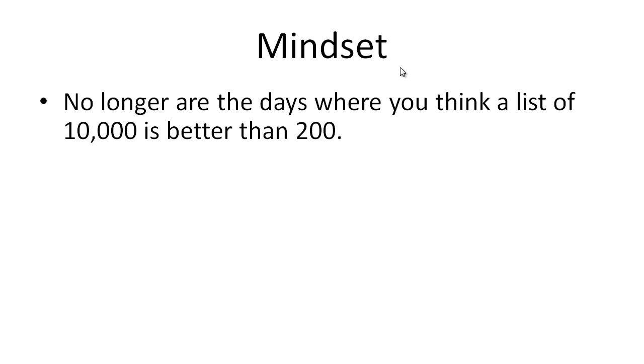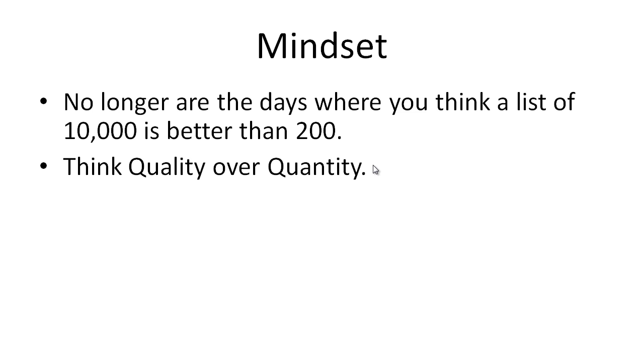But of course, there's a difference between freebie seekers and customers, and I'll show you a different way to actually weed out those freebie seekers. So no longer are the days where you think a list of 10,000 is better than 200. If you have a list of 10,000 freebie seekers versus a list of 200 customers, I would take 200 over the 10,000 any day.